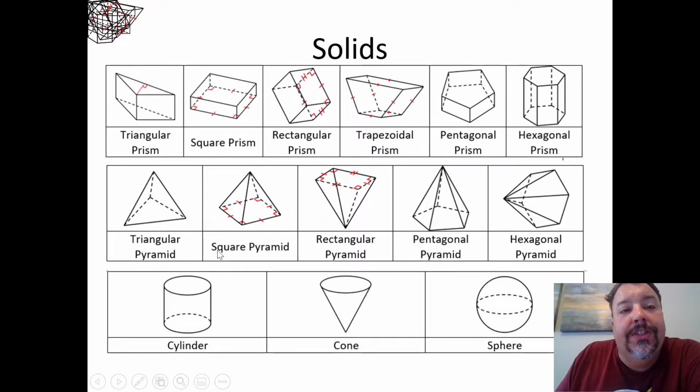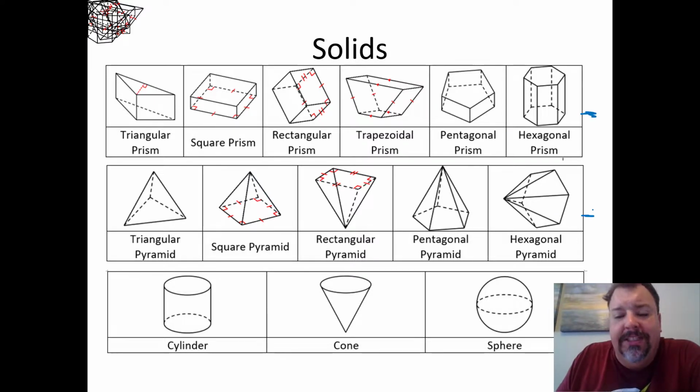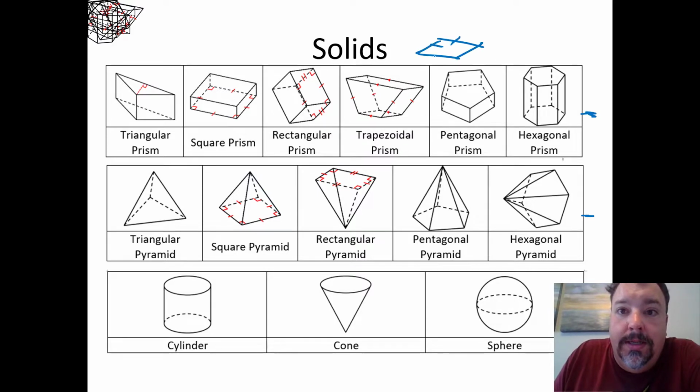The other thing we're going to do is to label solids. To label solids, we have basically two main types of solids. We have prisms and we have pyramids. So for a prism, basically what you do is you take a polygon, or you take a plane figure, and you take two copies of it. So if I want to make a square prism, I'm going to take two squares, and that's going to be like the top and the bottom of my box.